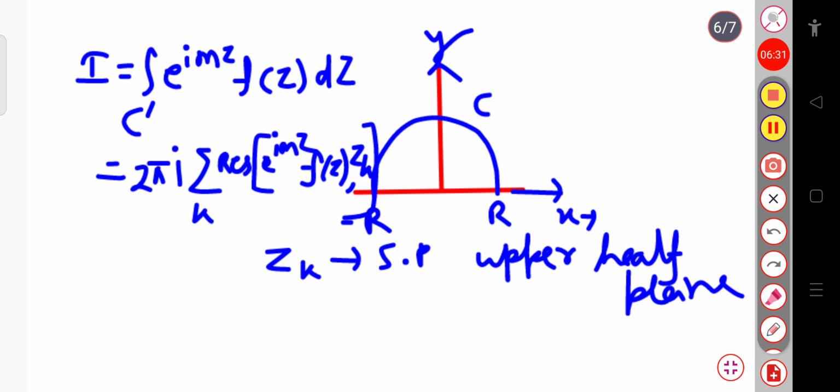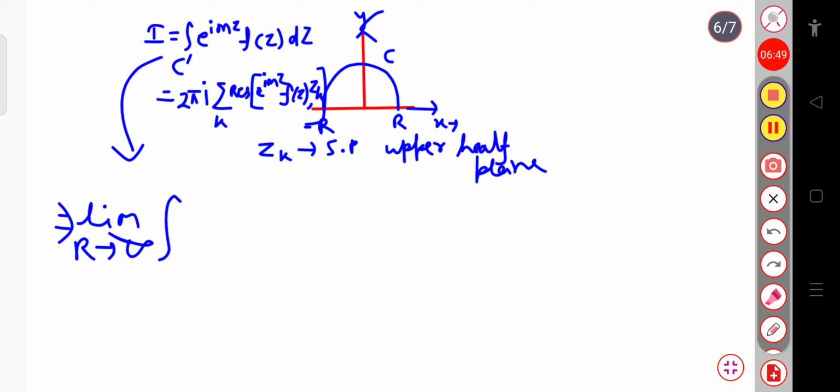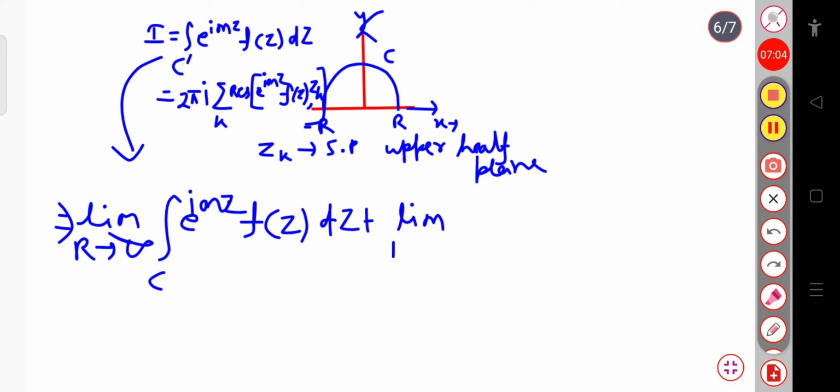That is, this total integration over c prime can be split into two parts. First, I am writing the limit as r tends to infinity. For that case, this c prime integration will be the integral over the semicircle c of exponential imz f of z dz, plus again the limit as r tends to infinity of the integration from minus infinity to plus infinity of exponential imz into f of z dz.